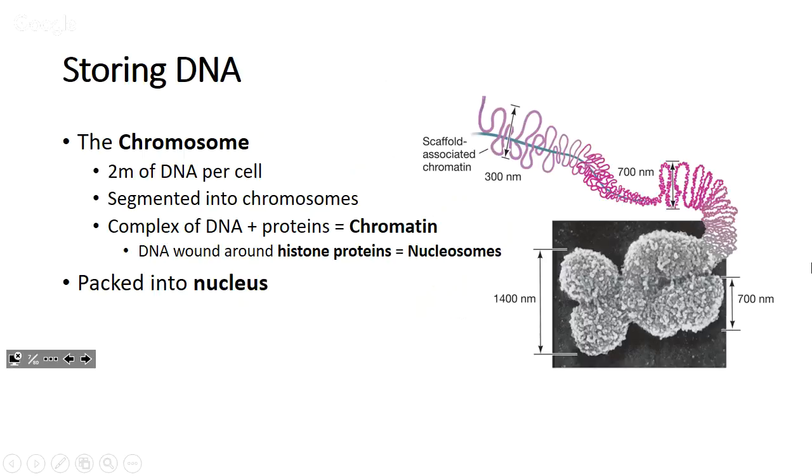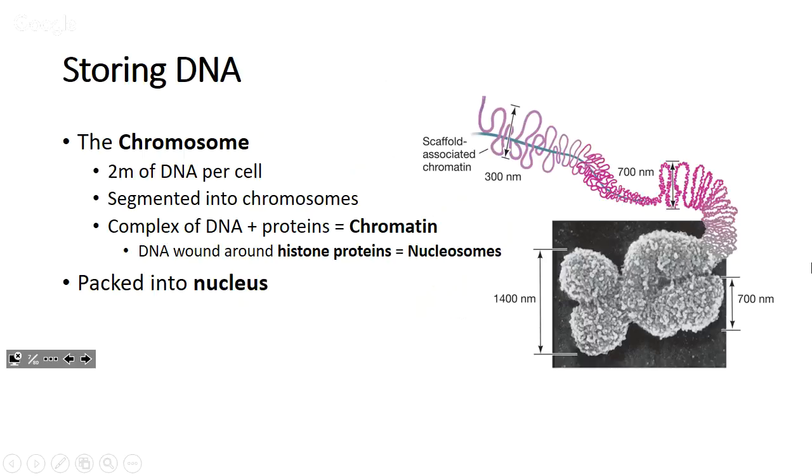Okay, right. So you need a very efficient storing mechanism if you're going to be able to get 2 meters of this stuff into all of the cells in your body. How that's done is it's wrapped around these histone proteins to create something called the nucleosome. And this complex of all these histone proteins and DNA creates something called chromatin, and that is packed into this X-shaped thing that you see here that's called the chromosome.